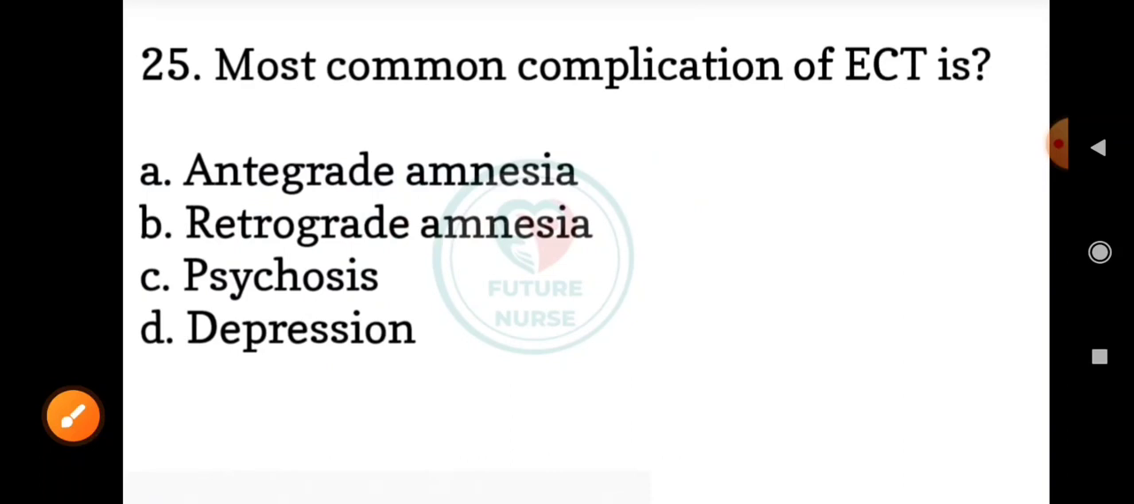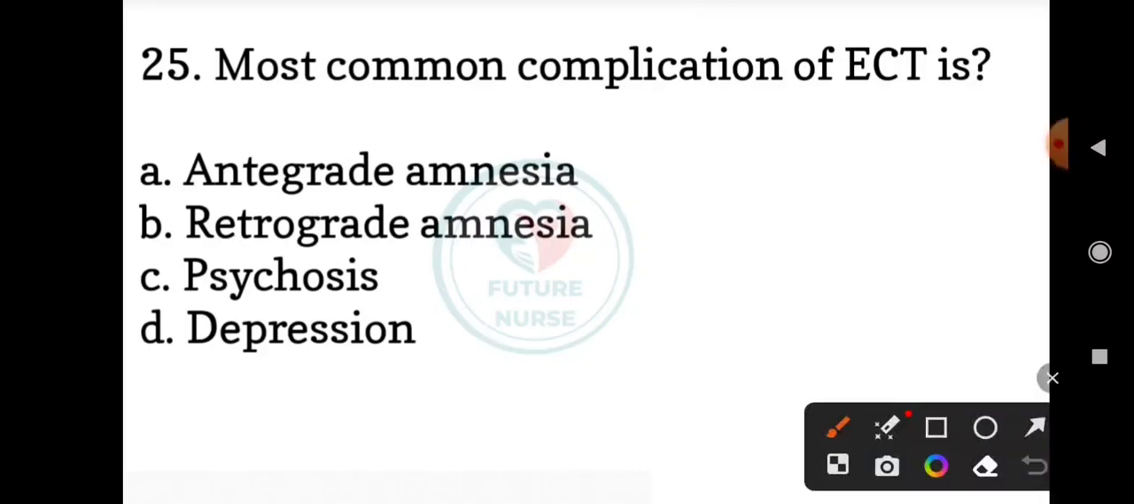Most common complication of ECT is antegrade amnesia, retrograde amnesia, psychosis, depression. So the most common complication of ECT is retrograde amnesia. So this is the right option.